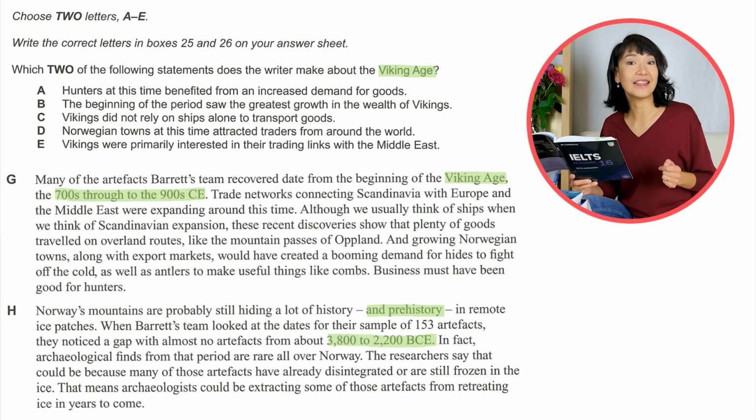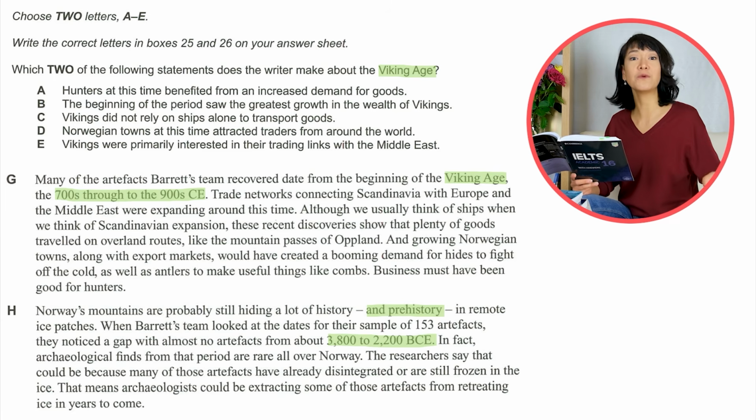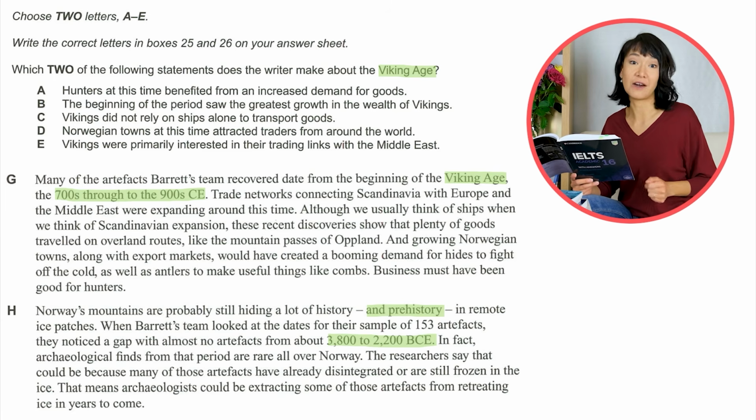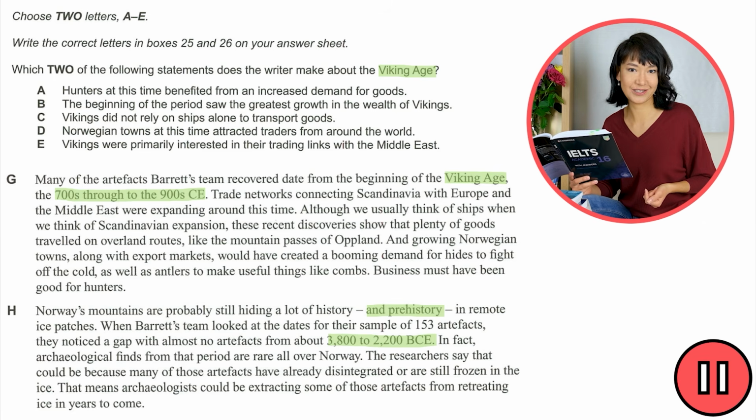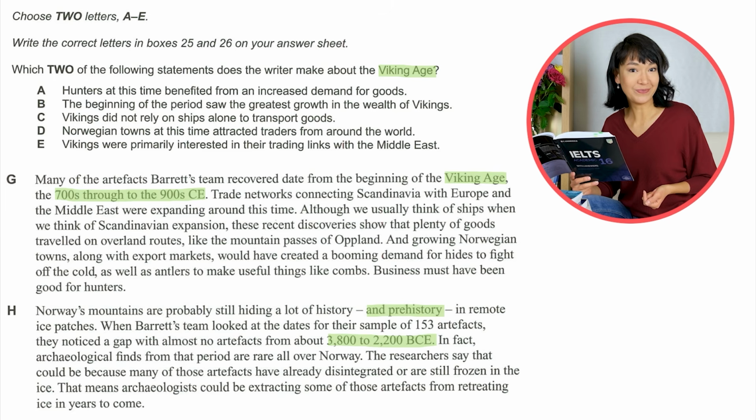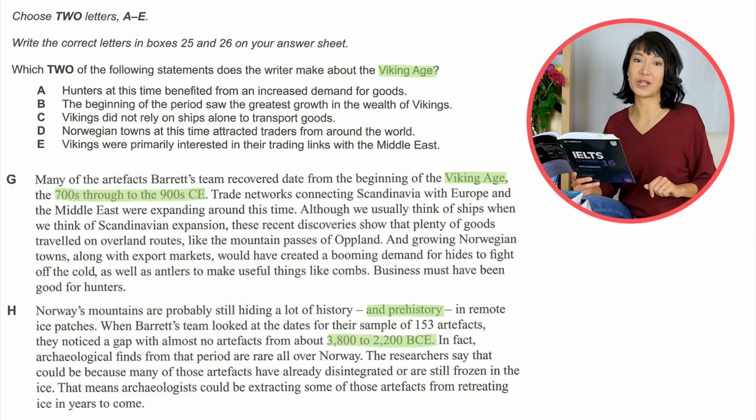It's G. In the next section H, the writer is discussing prehistory, and the dates highlighted in green are different to those during the Viking Age. So that's why we know that our answers are in section G. Now, go ahead, pause the video and find the answers. Ready to continue? Let's look at each option one by one.